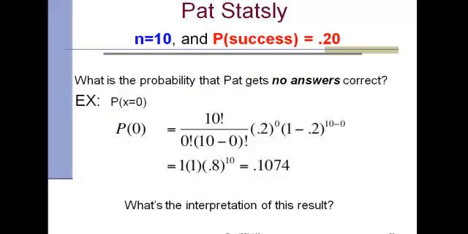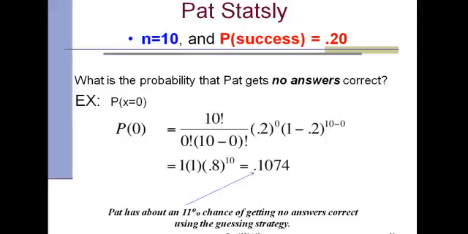So if we were to do all of this using the formula, we would get the probability of 0 being equal to 0.1074. So let's say we did all the work and got that answer. The probability that x equals 0, meaning that Pat gets no answers correct, is 0.1074. How would you interpret that result? Well, you would say Pat has about an 11% chance of getting no answers correct using the guessing strategy. Or you could say the probability is about 10.74% that he or she will get no answers correct.